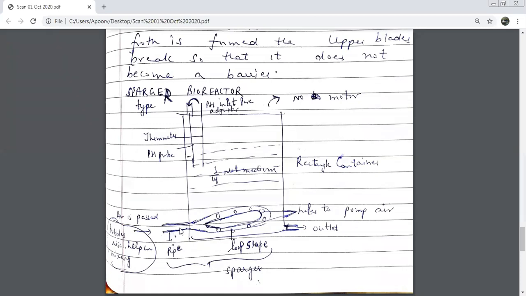This is a normal pipe शुरू में, आगे जाके ये pipe takes the shape of a loop. The loop has holes to pump air. ये पूरा shape right from here. First a straight pipe and then a loop. See, from here I have tried to explain to you that this entire shape is what we call a sparger. It is because of this sparger shape that this bioreactor is known as a sparger bioreactor. What do we do from this hole now? See, we pass air from this pipe over here.